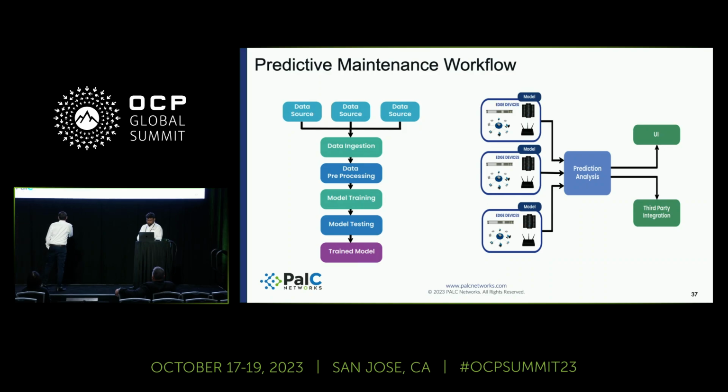How it works is basically we have multiple data sources, and then we do the data ingestion and then pre-processing of the data, and then we train our model. The best part of our model is that it's very lightweight. We can even predict the failures on the edge device itself if it has enough processing power.